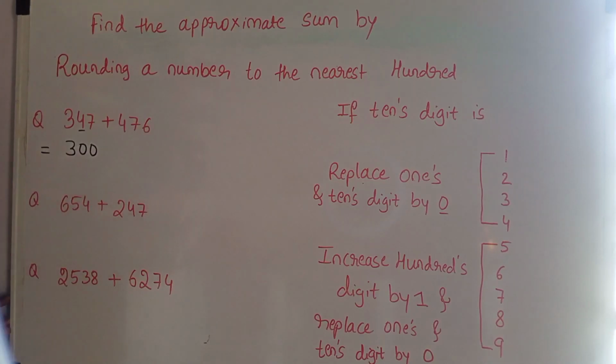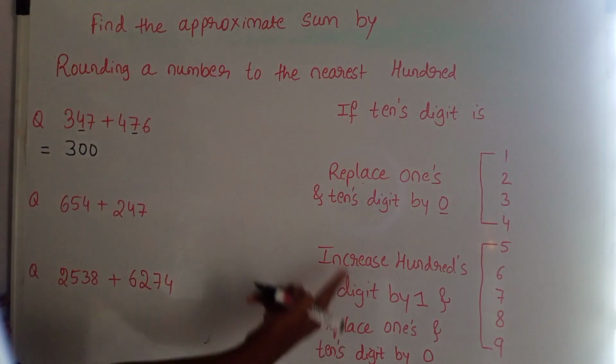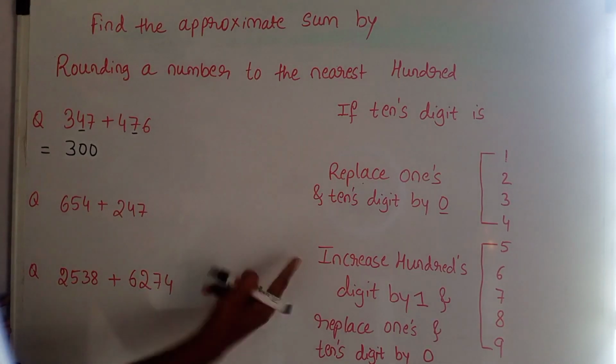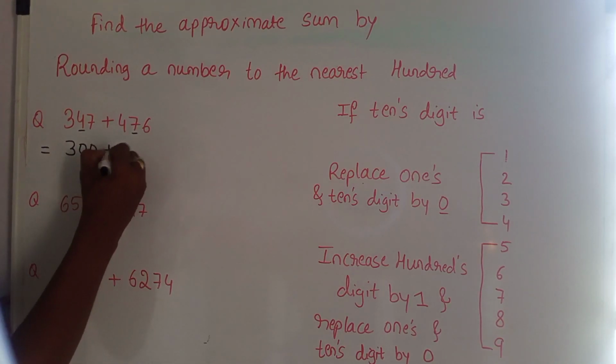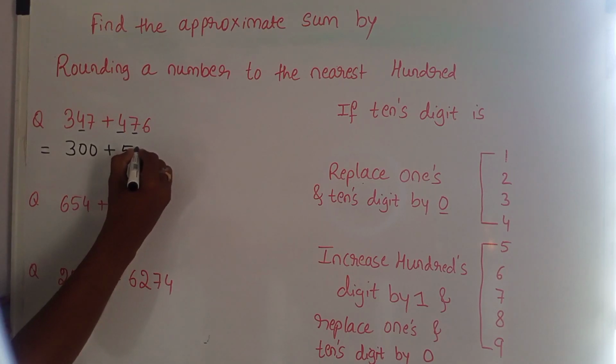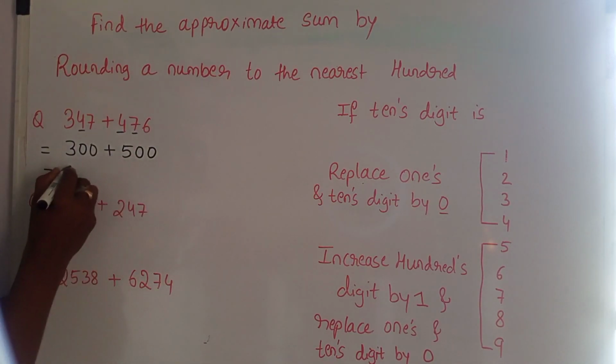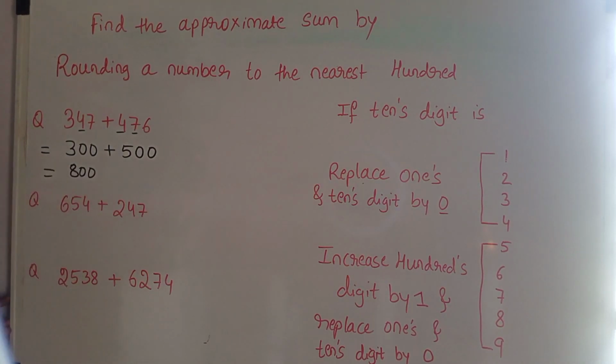300 plus tens digit is 7. As it comes under the second category, we have to increase hundreds digit by 1 and remaining digits as 0. 500. If we add this 500 and 300, we will get 800 as the answer. This is the answer for the first question.